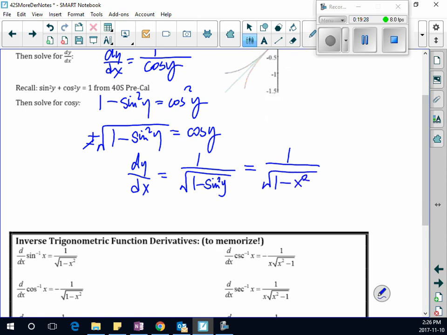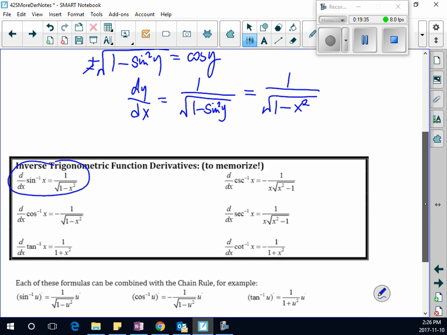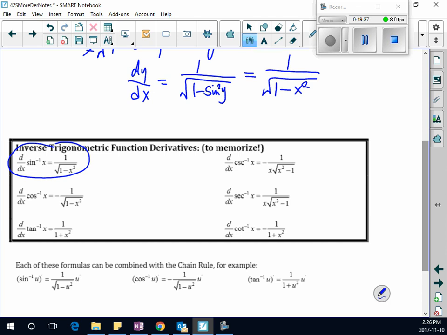So I just proved to you that the derivative of inverse sine x is 1 over the square root of 1 minus x squared. That's not a real question, that's just proven. So now you have to memorize the other derivatives.